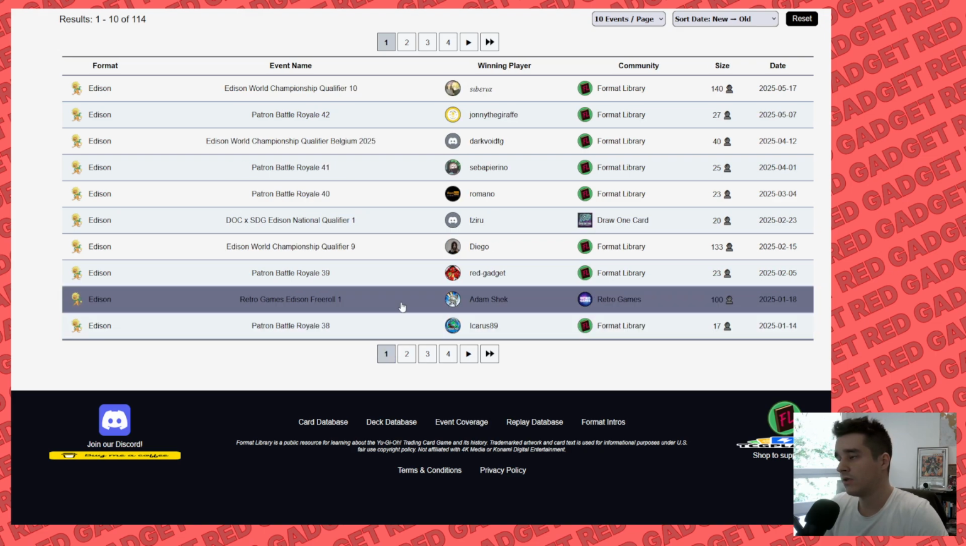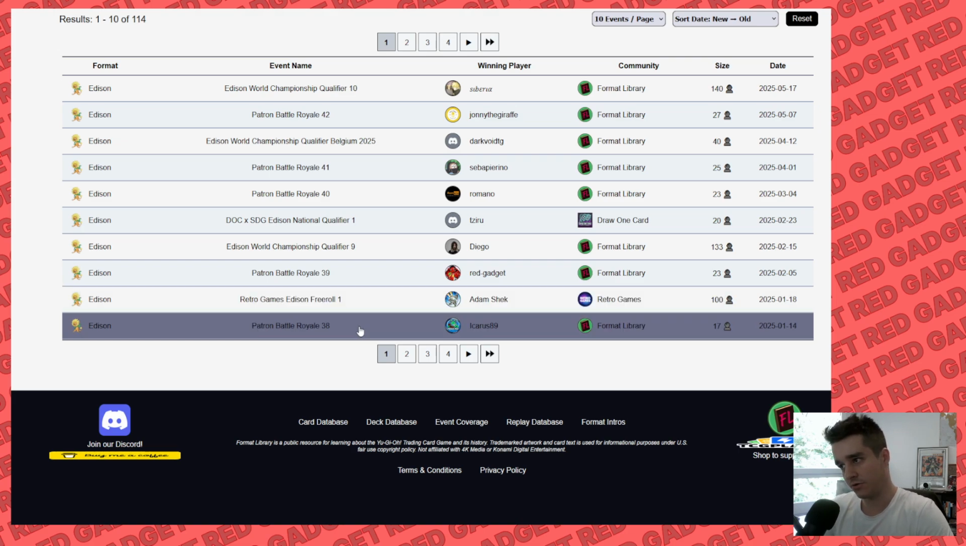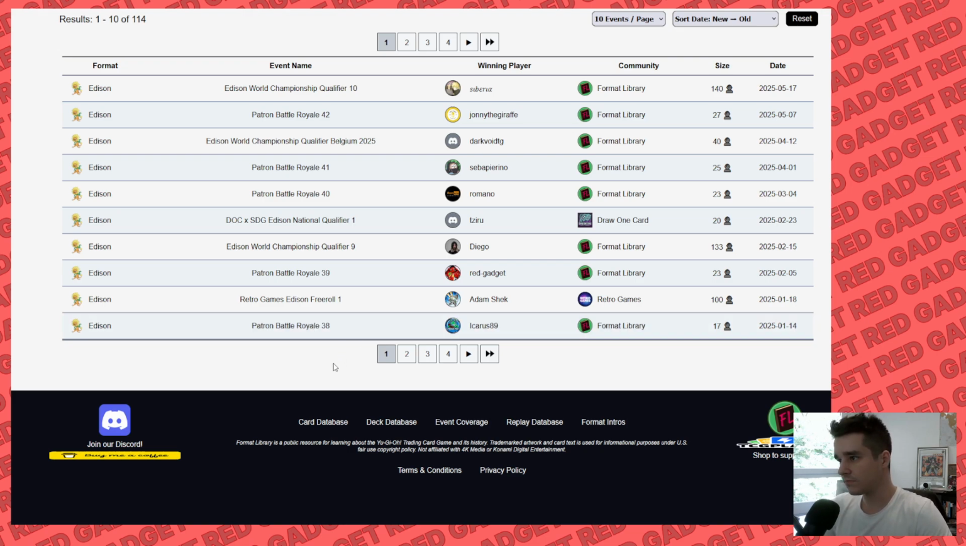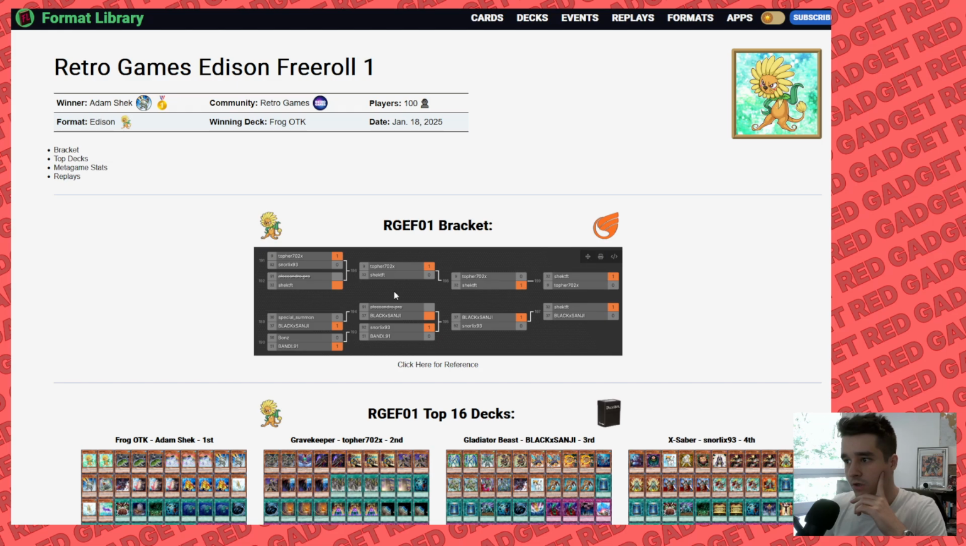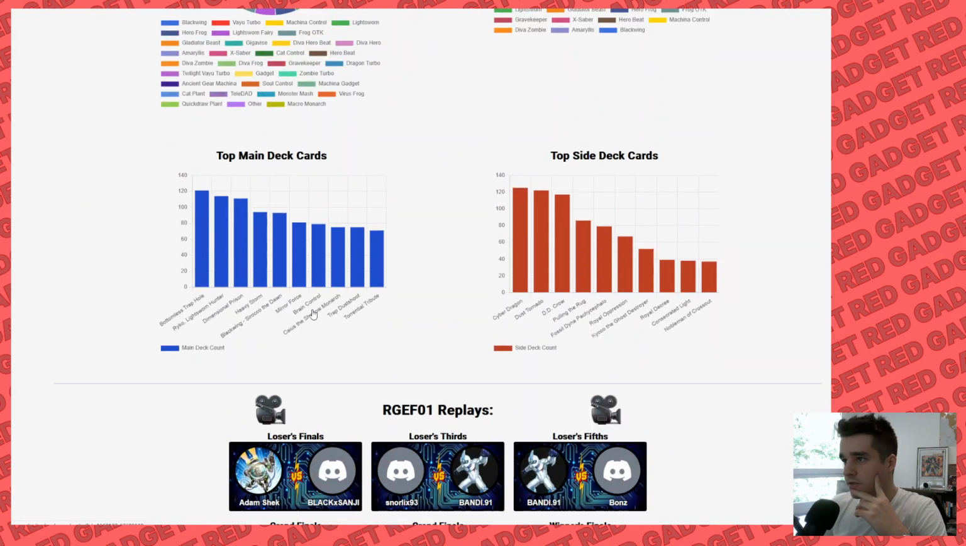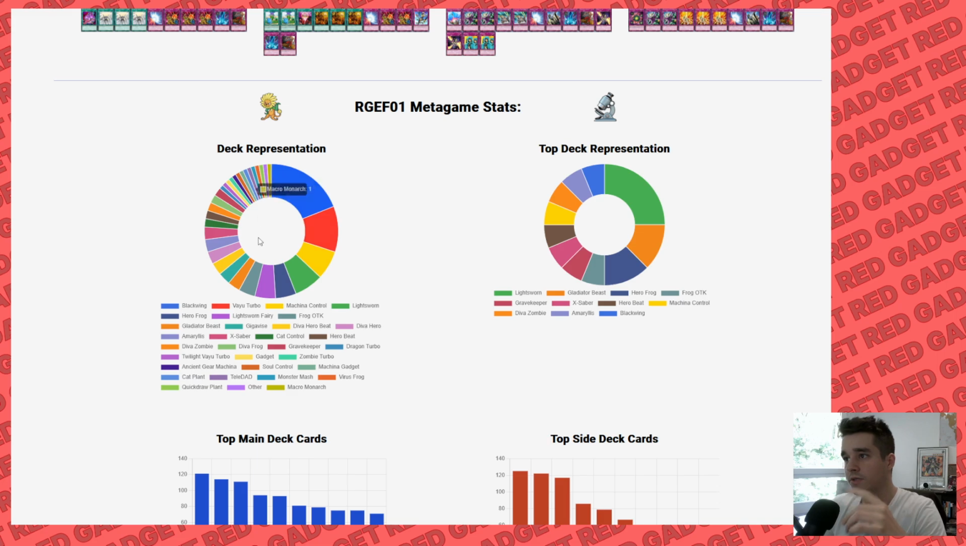I selected only the ones with more than 40 players because I really wanted a distribution, right? If only 10 players sign up, I don't really want to account for that. That doesn't make much sense. So for example, this one with 100 players, with Adam Sheck, that he won with Frogs. As you can see here, this deck representation part, this is what we're interested in.